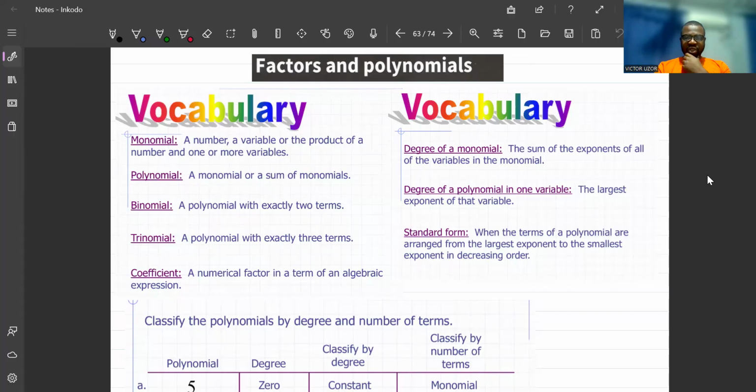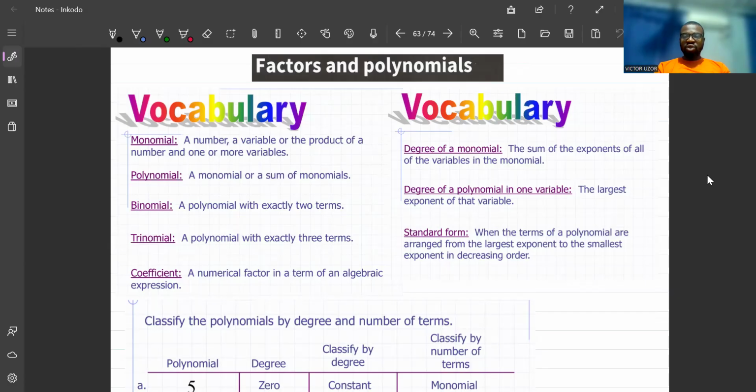So today, as I initially said, the first part of the video is going to be an introduction to polynomials and the things that you need to know about polynomials, and those vocabularies that you can see on my screen. The first one is monomial. It is a number, a variable, or the product of a number and one or more variables. That is monomials. A polynomial is a monomial or a sum of monomials.